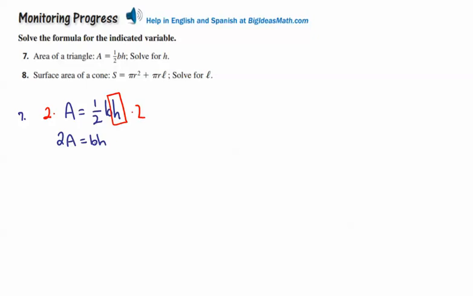We're trying to solve for h, so the only thing that I need to do there is divide both sides by b, and when I do that, the b's cancel, and I end up with h is equal to 2a over b. And so that would be the way I isolate h on the first example, on problem number 7.